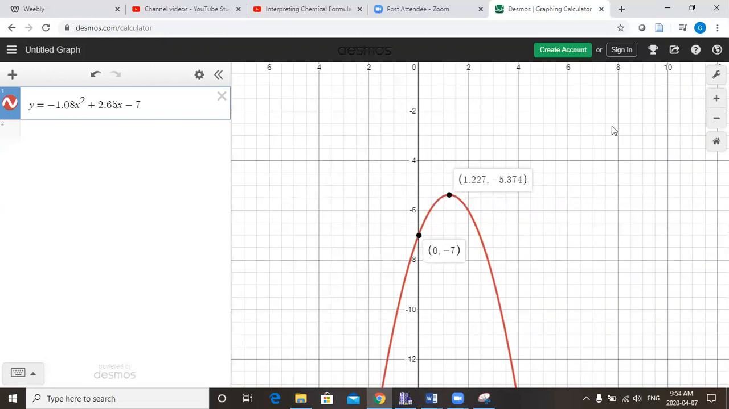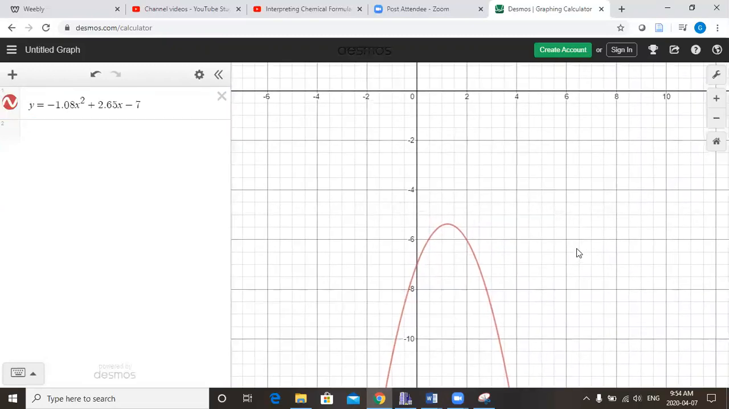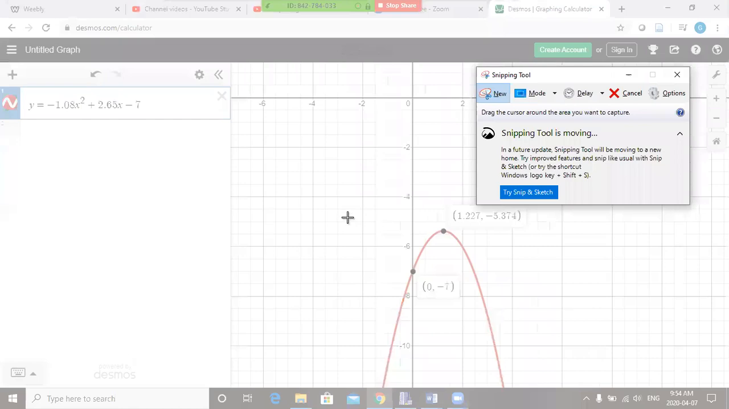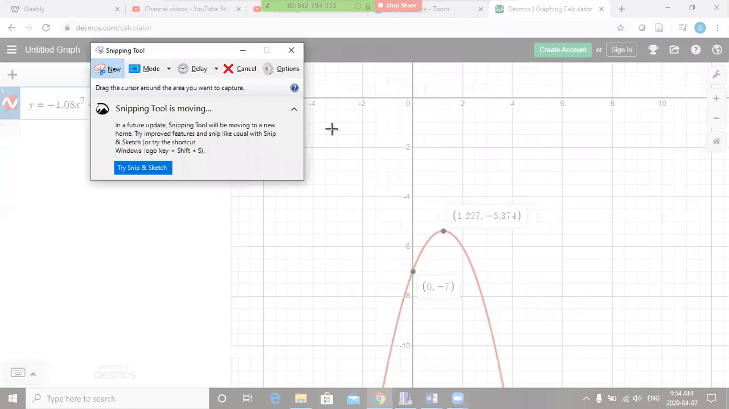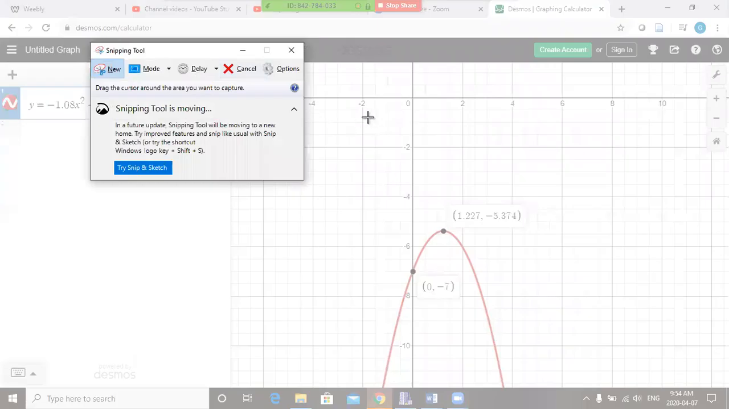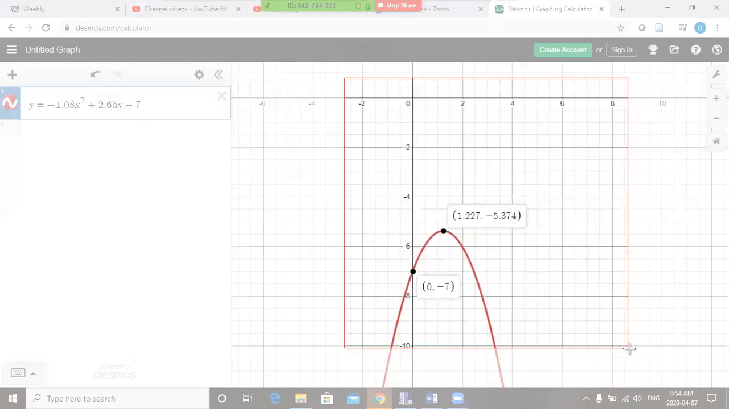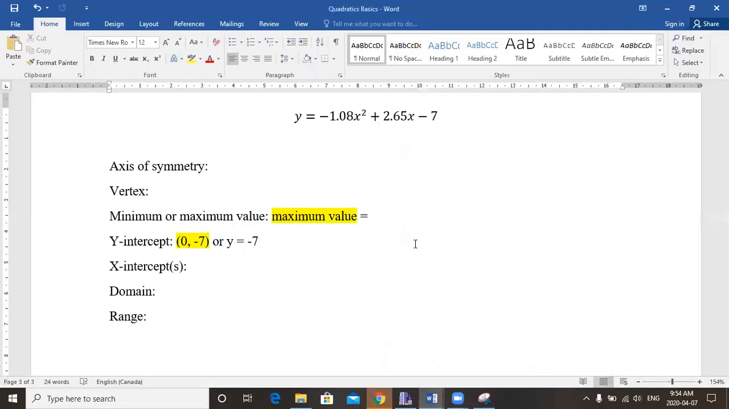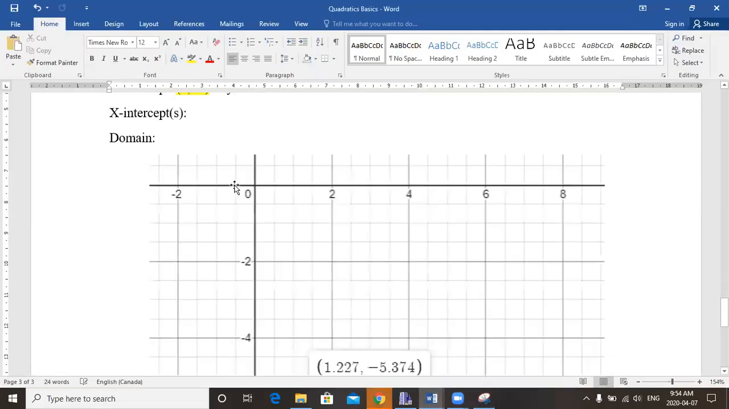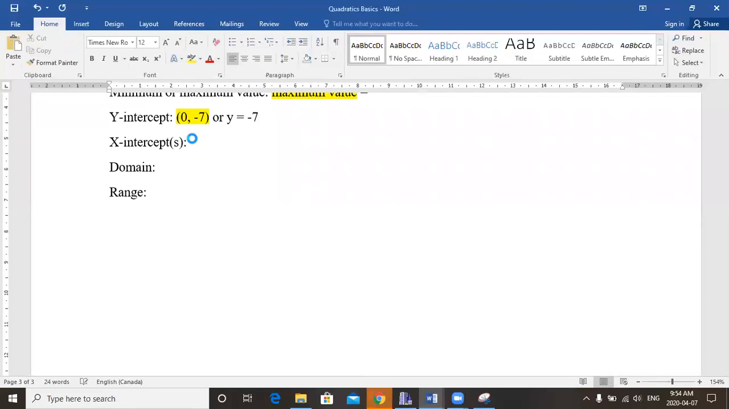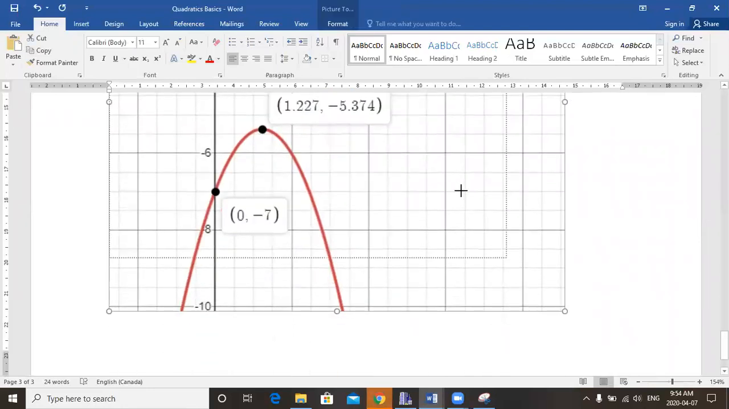So this is it. Okay, click one more time. There we go. And for learning here, I'm going to snip this. Oops, I missed it. I want to get the x-axis. There we go. I'm going to snip that there, copy, and we'll dump it into our Quadratics Basics. Okay, so we'll put that there. And resize.